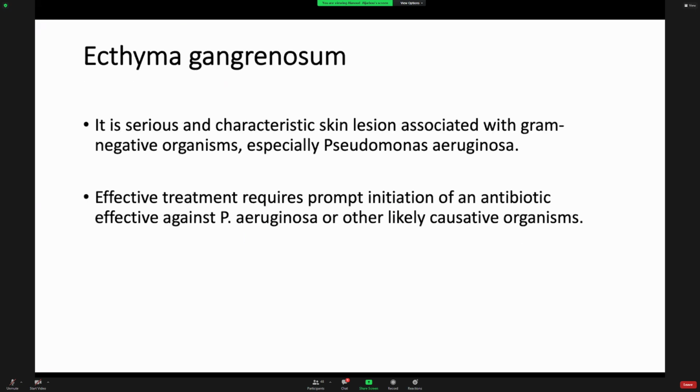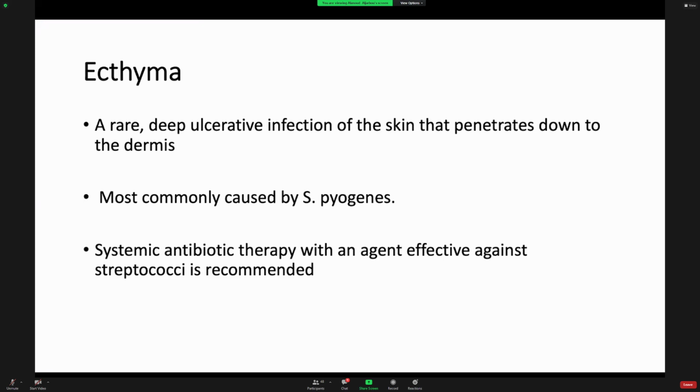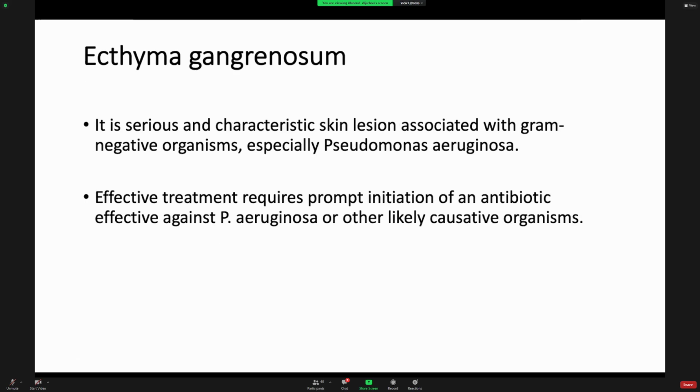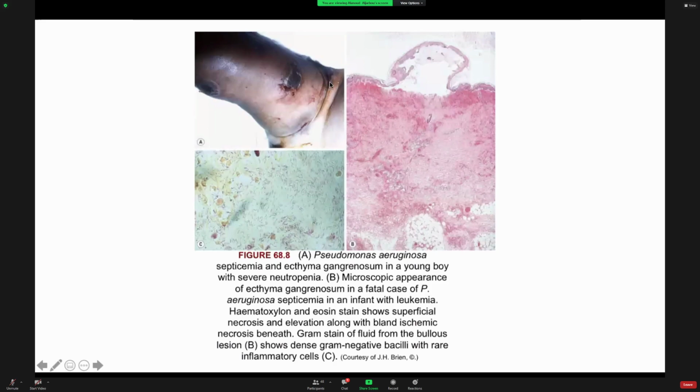We mentioned ecthyma and ecthyma gangrenosum, what the differences are, and what the causative agent is. We describe ecthyma as a deep ulcerative infection penetrating through the dermis. The cause is usually group A strep pyogenes, and for treatment we give antibiotic targeting strep. Ecthyma gangrenosum, we mentioned, is serious and characterized by a necrotic lesion, almost always secondary to gram-negative organisms, especially Pseudomonas. We should have empiric coverage of Pseudomonas until proven otherwise. And this is again a picture of ecthyma gangrenosum in a patient with neutropenia.